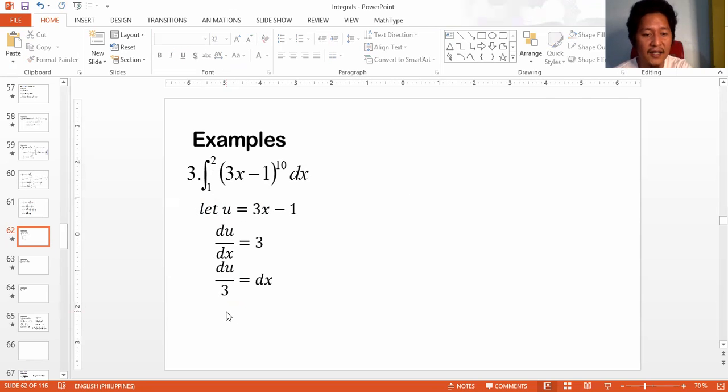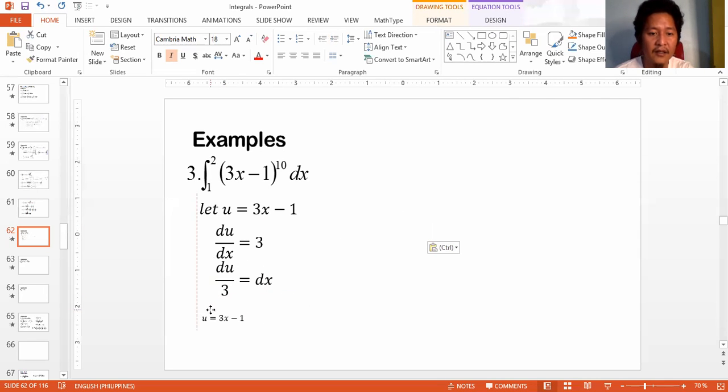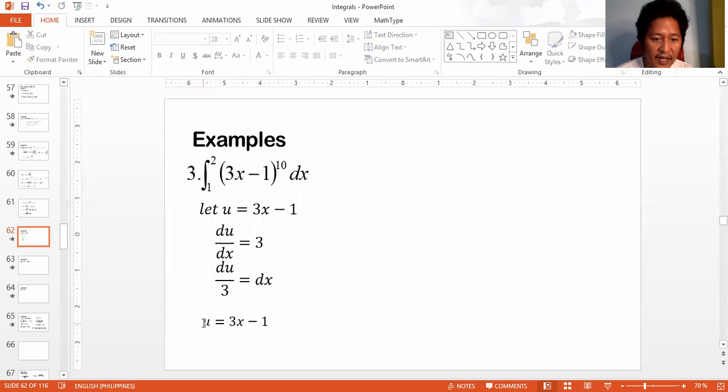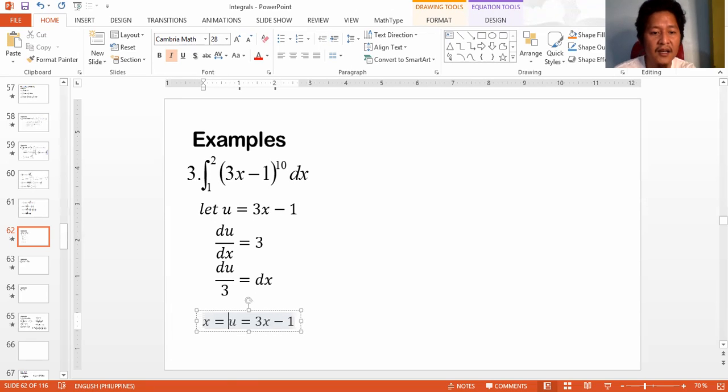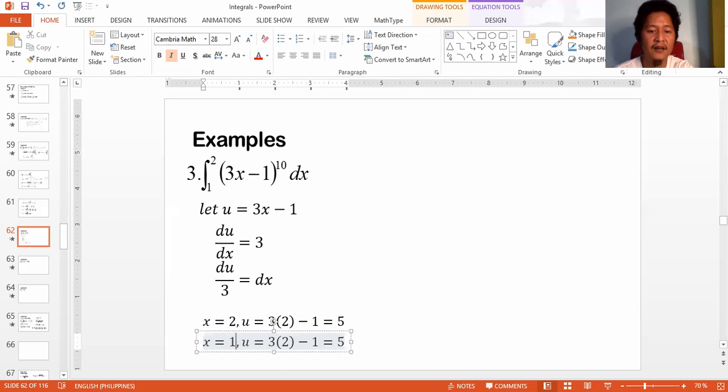Okay, so palitan natin. So when x is, diba x ay 2, ano mangyayari sa value ng u? So palitan natin ito ng 2. So this will be what? Ano magiging value nito? So 3 times 2 is 6 minus 1, so this will become 5. And then, yung isa naman, when x ay 1, palitan natin ito ng 1 naman. So 3 times 1 is 3 minus 1, so this will become 2.